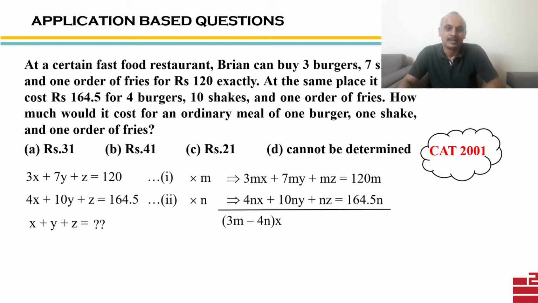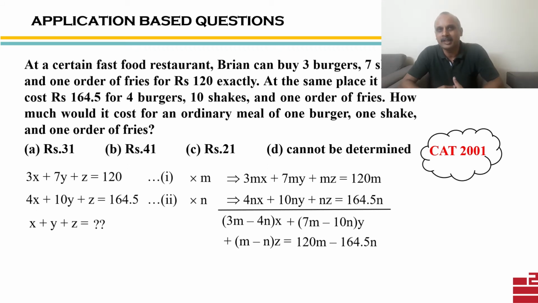And if I subtract the equations, I will get this (3m minus 4n) into x, likewise (7m minus 10n) into y, and so on. And this right hand side becomes 120m minus 164.5n. If I could somehow find the value of m and n such that in this obtained equation 3m minus 4n becomes 1, similarly 7m minus 10n also becomes 1 and m minus n also becomes 1, I will be able to match these coefficients with the coefficients desired in the question.